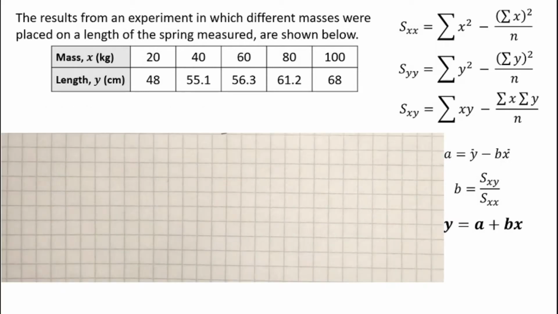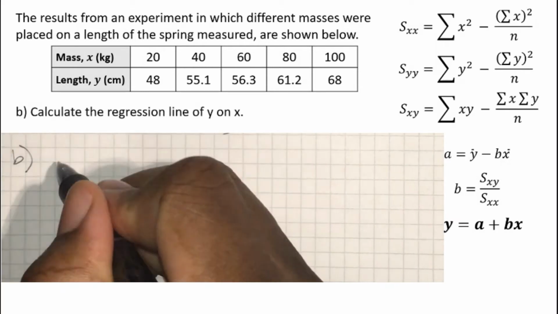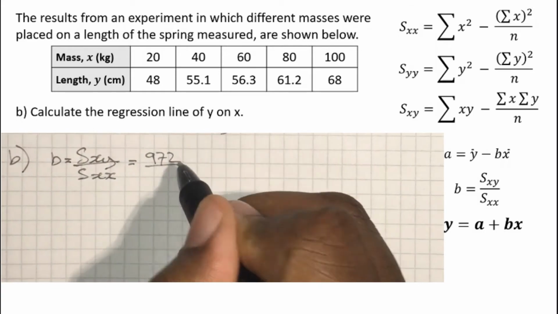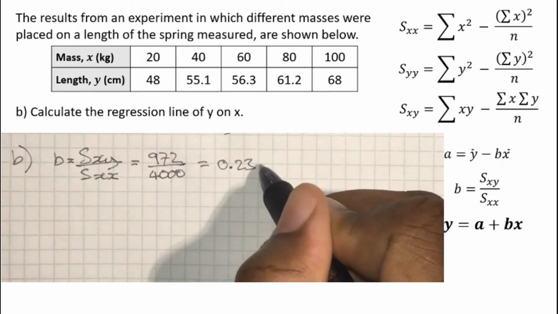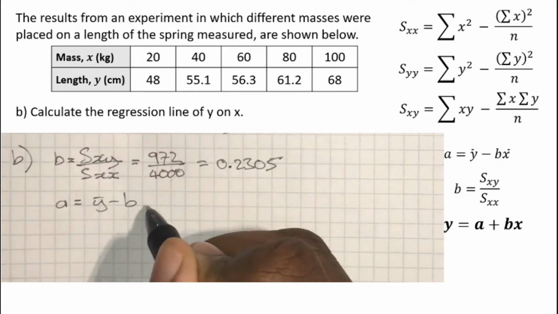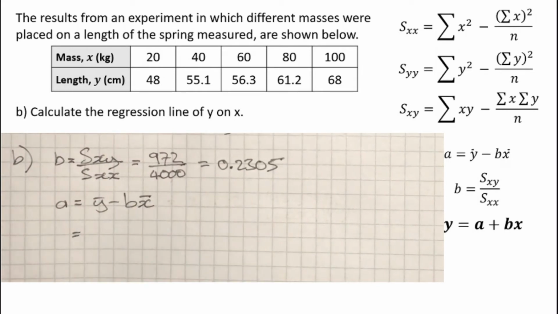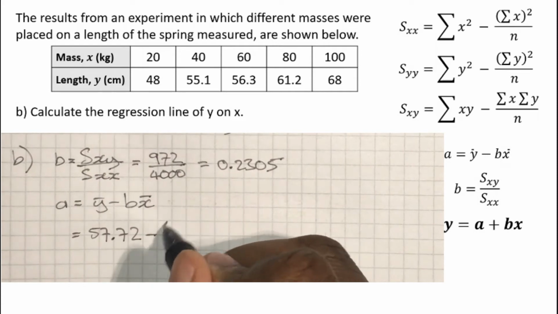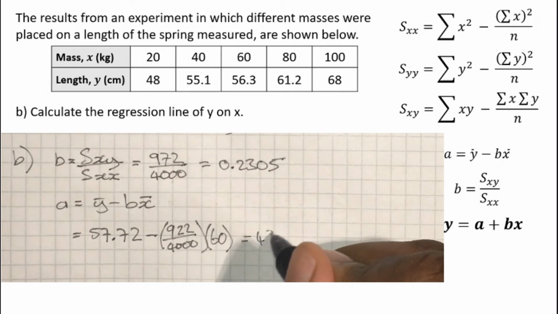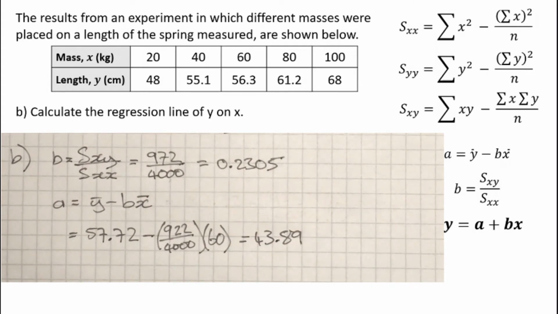Part B has asked us to find the regression line. So this is where we have to find B, and we have to find A, and we'll put it all together to get the regression line. So B is going to be 0.2305, and as usual, I'm going to stick to 4 decimal places where I can. A is going to be Y bar minus B X bar. I'm going to use the same B value, as in the exact value, the fraction that I was working with before. And we get that A equals 43.89.